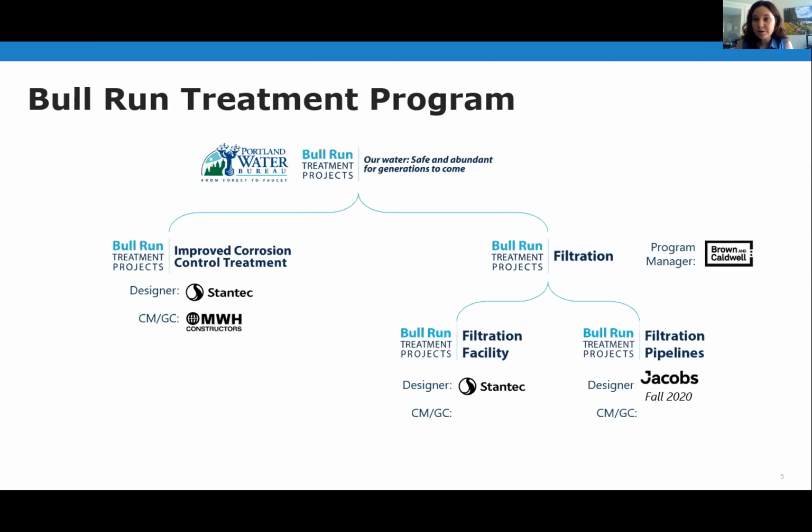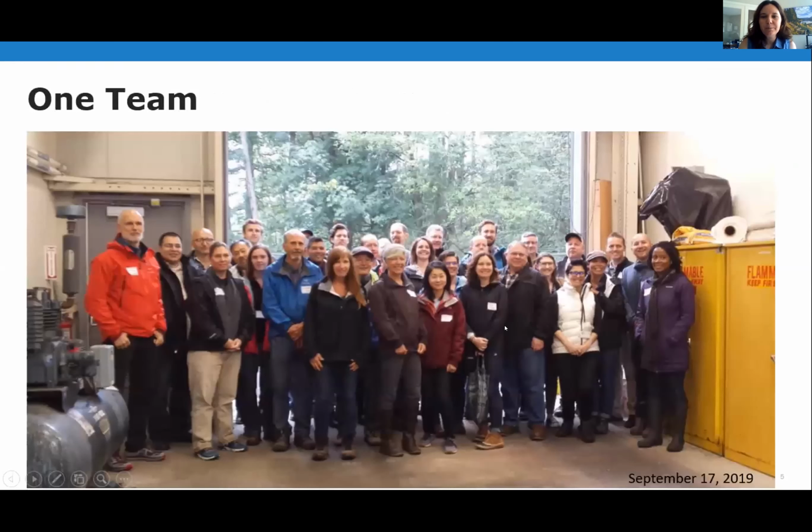They're in contract negotiations right now, and the plan is to go to council to get approval on the design contract this fall. At the same time, we're working on getting our CMGC for the filtration facility under contract. That is going to go to MWH Hewitt, a joint venture, also going to council fall of this year. And then we don't have a CMGC yet for the pipelines, but we'll be advertising that early next year and hope to be under contract fall of 21. So again, we're going to focus here on this filtration side of the program.